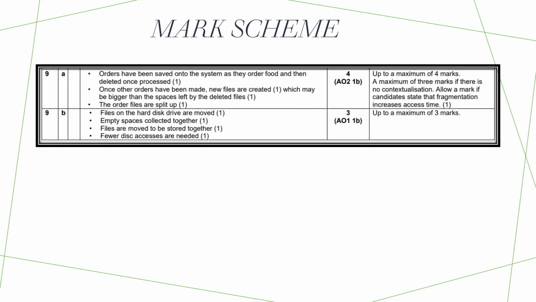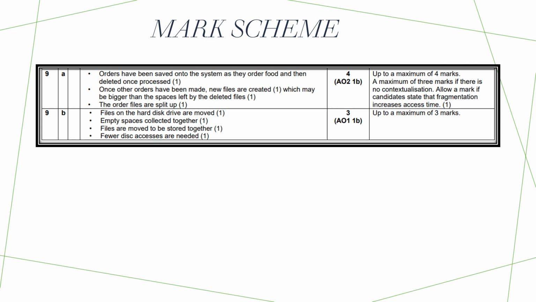So question 9a says orders have been saved onto the system as they order food and then deleted once processed. Once other orders have been made, new files are created, which may be bigger than the spaces left. The order files are split up. So essentially what happens with fragmentation is that the longer you use a computer for over time, the files keep taking up areas of the hard disk, and when you delete certain files, there are gaps left. And that's why the drive becomes fragmented, is you've got files scattered all over the hard drive.